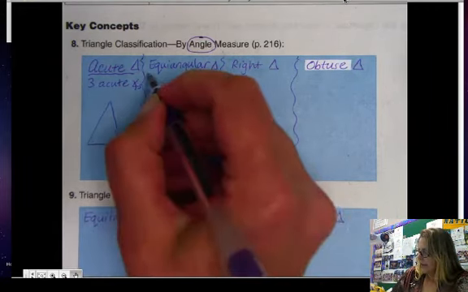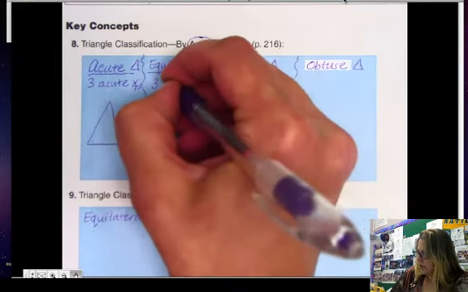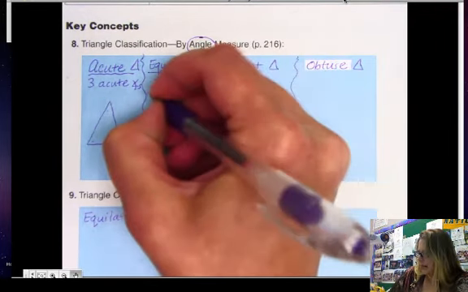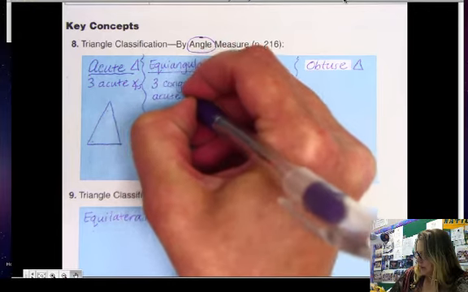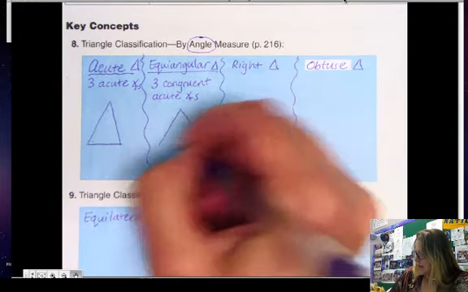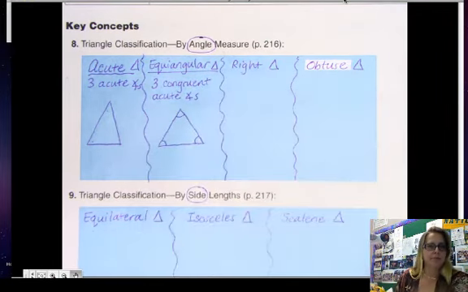An equiangular triangle has 3 congruent acute angles. Okay, so that is going to look like this. All 3 angles are equal to each other.